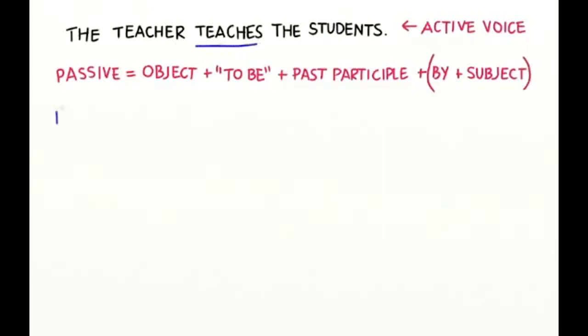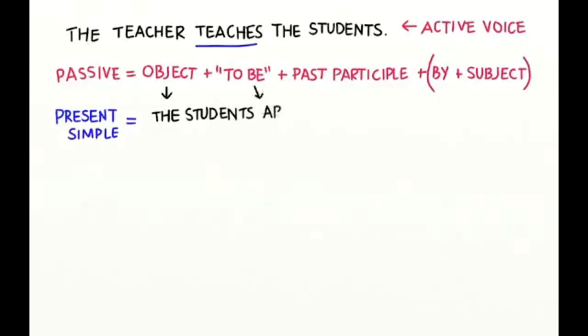Okay, let's change this sentence to passive voice. This sentence is in the present tense. The object comes first, the students, then the form of to be, which, in this case, is the word are. Then the past participle of teach, which is taught, then by, and last, the subject. The students are taught by the teacher.